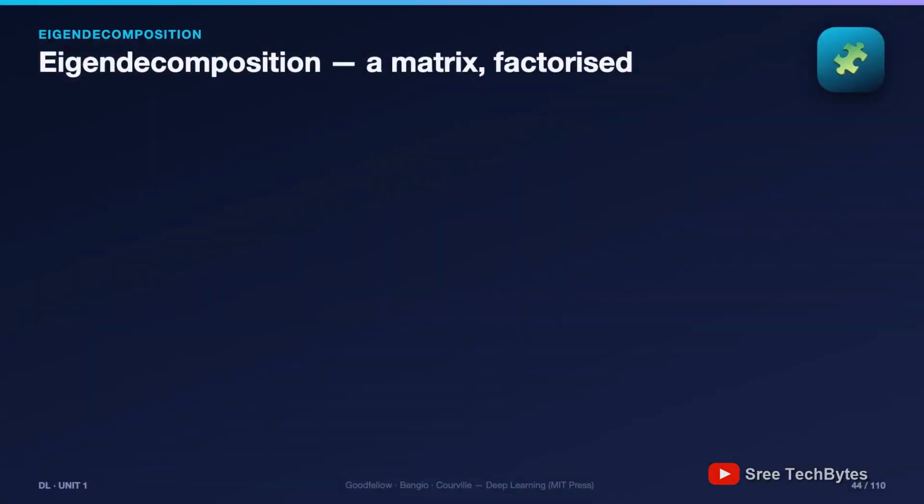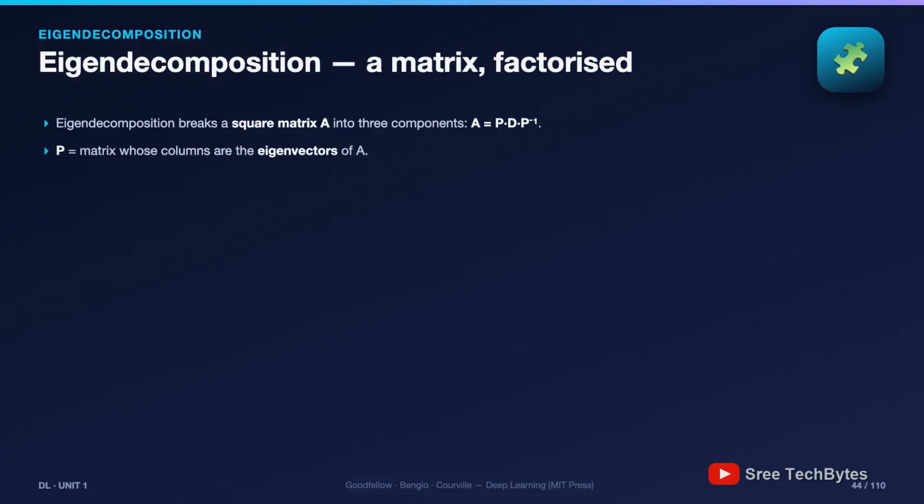Once you have the eigenvectors and eigenvalues, something remarkable becomes possible. You can take the matrix apart. This is Eigen decomposition. The formula: A equals P times D times P inverse. 3 pieces. P is the matrix whose columns are the eigenvectors. D is diagonal, holding the eigenvalues. And P inverse changes us back.